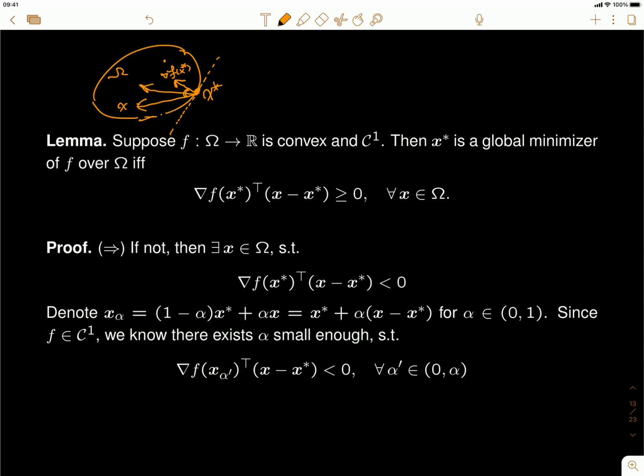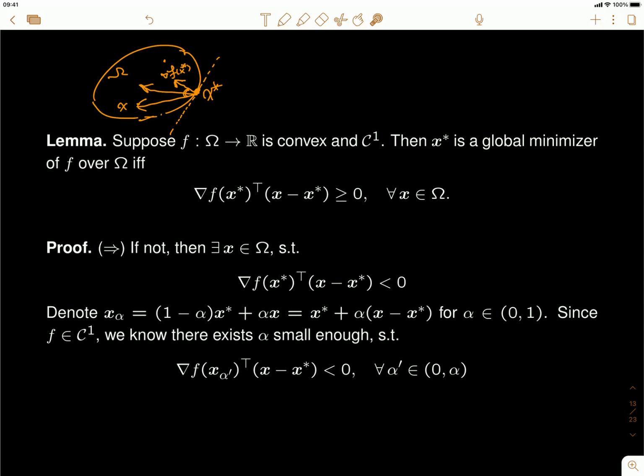Okay, now let's try to prove this. To prove this direction, suppose that x star is a global minimizer, and we want to show that this is true for any x in omega. Let's prove it by contradiction.